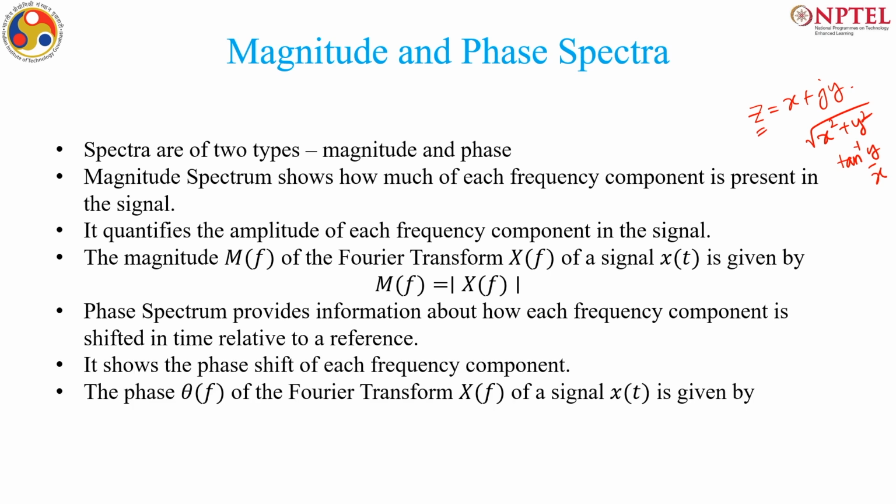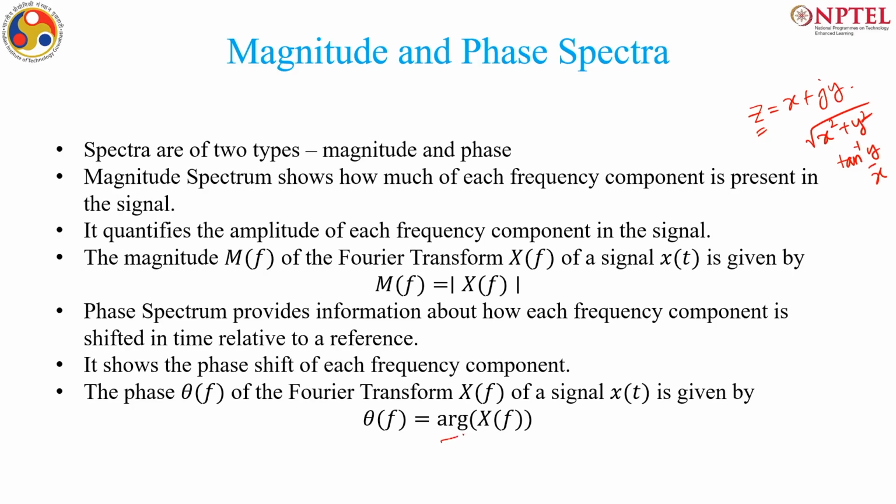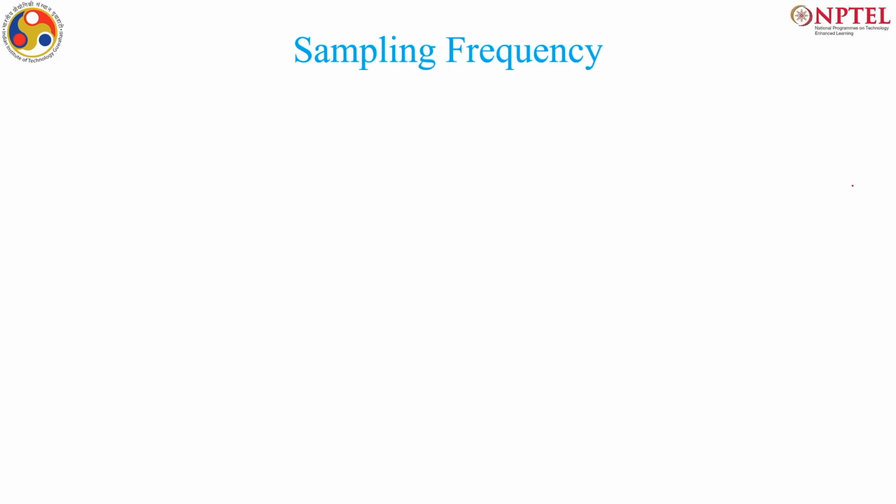So, by the phase shift, you can actually distinguish that these two signals have the same magnitude spectra but different phase spectra. So, they have a lag with respect to each other, and this is the argument function, which is nothing but the tan inverse. The next concept I want to discuss is the sampling frequency.